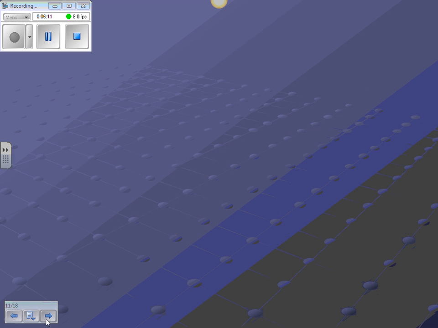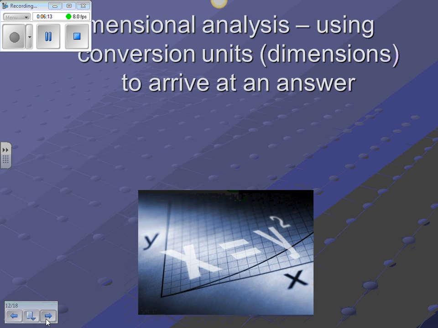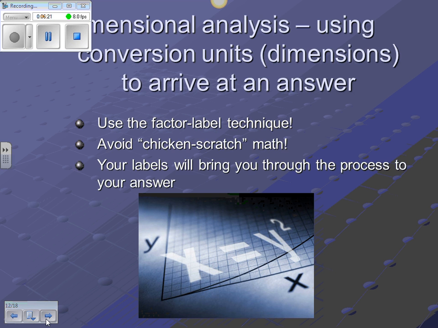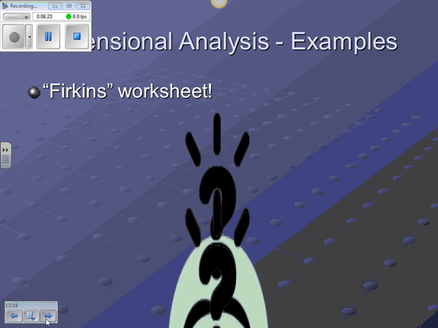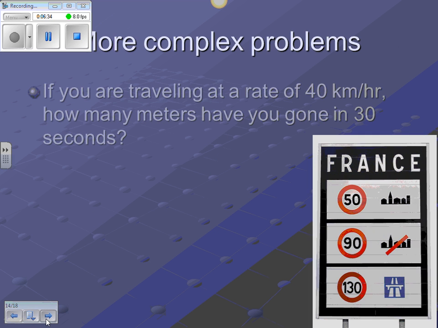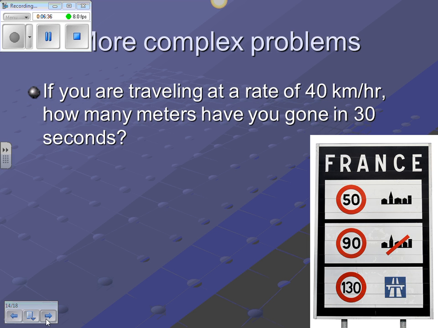So if you know some shortcuts, this is all about dimensional analysis, using conversion units, dimensions, to arrive at an answer. I showed you that problem with the Firkins worksheet. They're all English system labels, but we use that because you're not supposed to know those. It's all focusing you on getting rid of labels. So let's take a look at some more complex problems and we'll be done here.